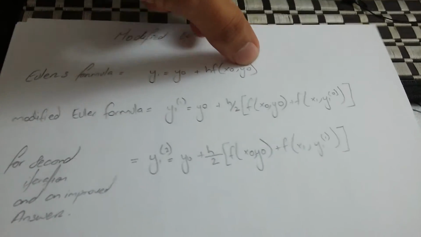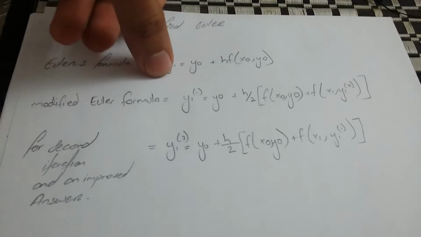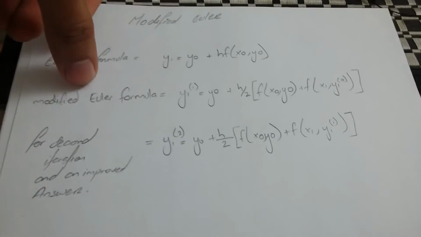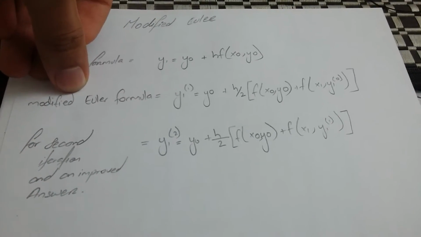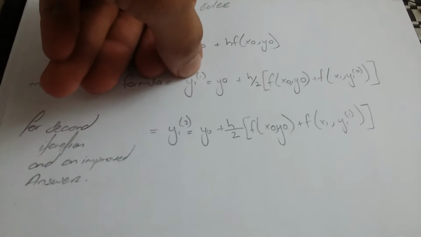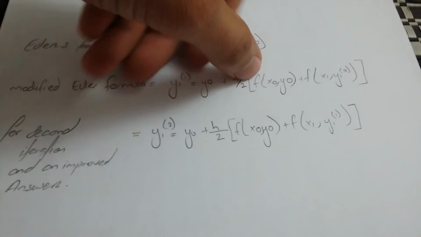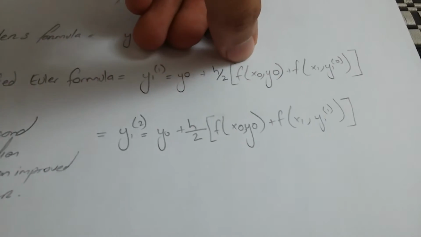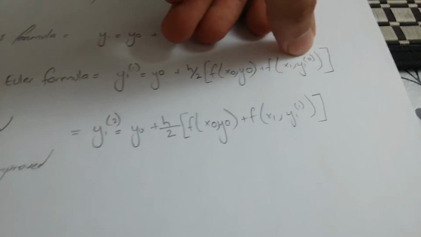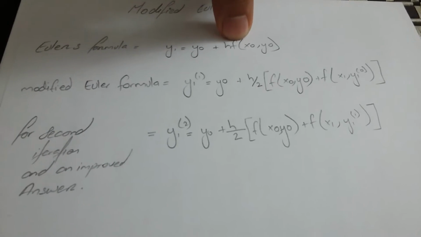In order to use the modified Euler formula, we must find the initial value y1 naught using Euler's formula. Then we can use the modified Euler's formula to find an improved answer. So y1 1, which is the iteration number, is equal to y0 plus h upon 2 into the sum of the function of x0 y0 plus the function of x1 y1 naught, the value we found from Euler's formula.